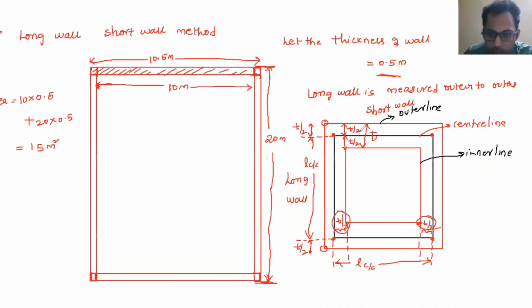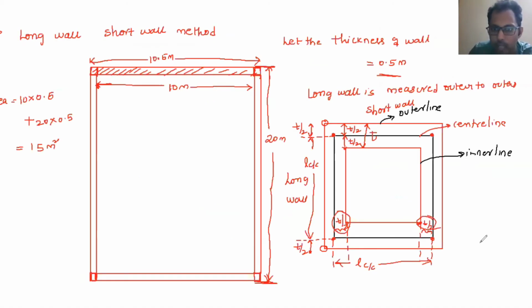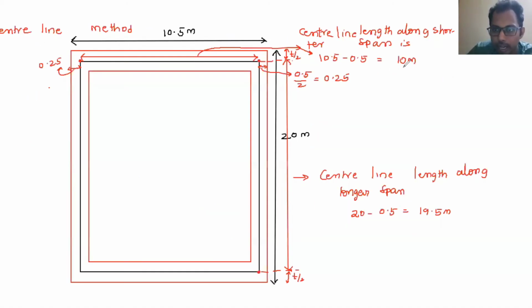I hope here we made some small mistake. See here, the center line length I have taken as 10.5, but here it is 10.5 from outer to outer. In the long wall short wall method, the length of the shorter wall is nothing but the length along the center line. So what is the length along the center line? It is 10 meter.